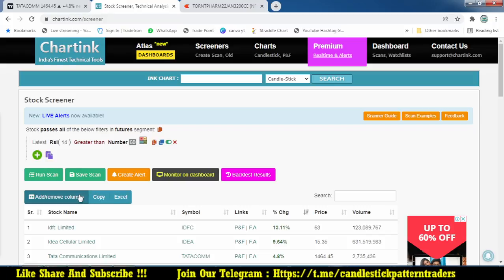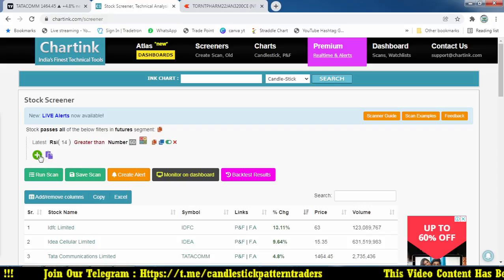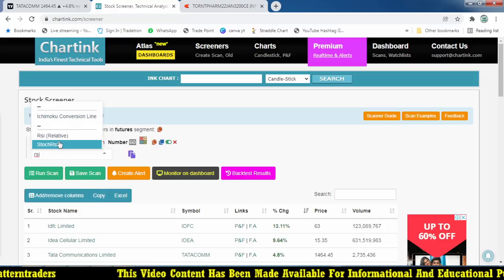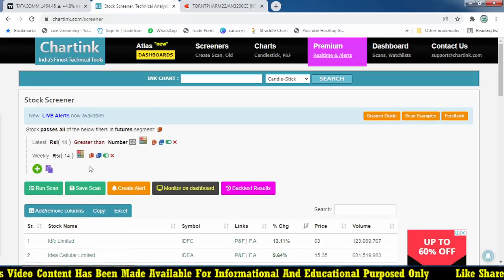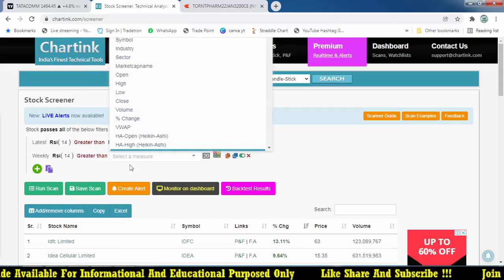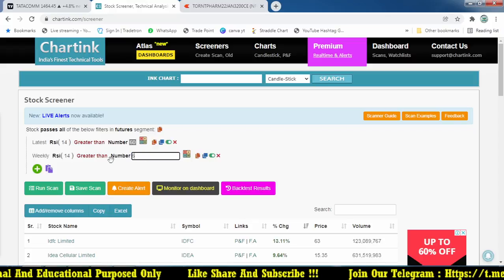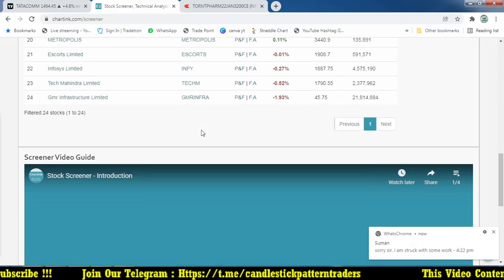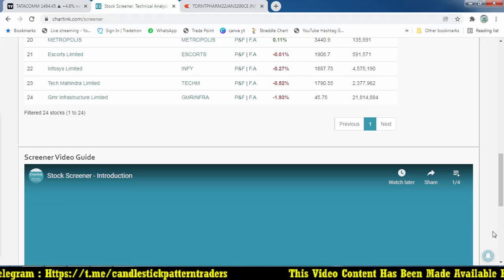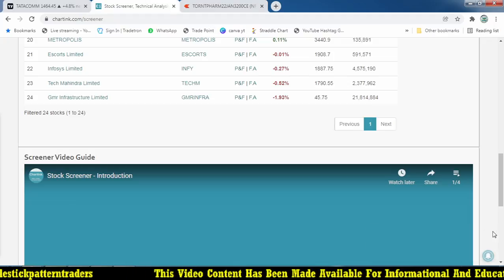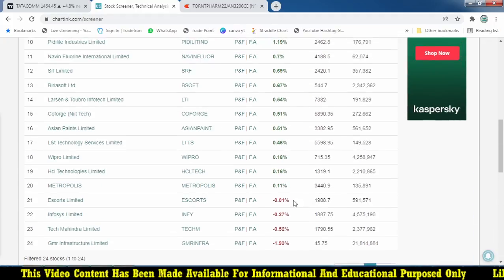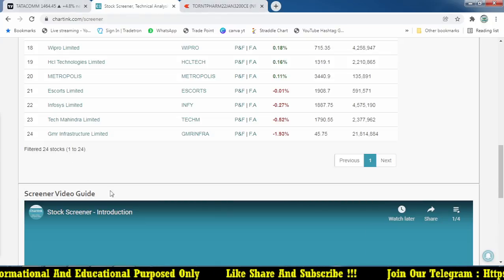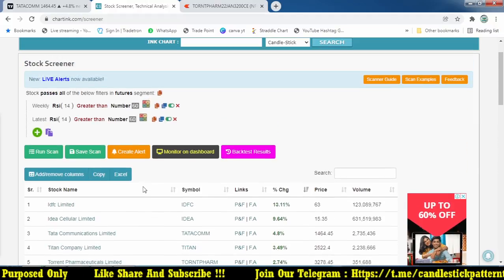Then after the daily RSI, we are going to add the weekly RSI. Let's try the weekly RSI, which should also be greater than 60. If the weekly RSI and the daily RSI are both greater than 60, we have 24 stocks. So we filtered from around 39 to 24 stocks.